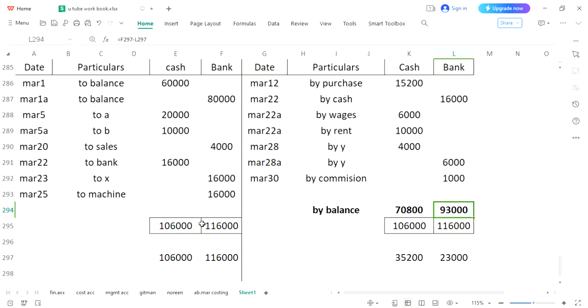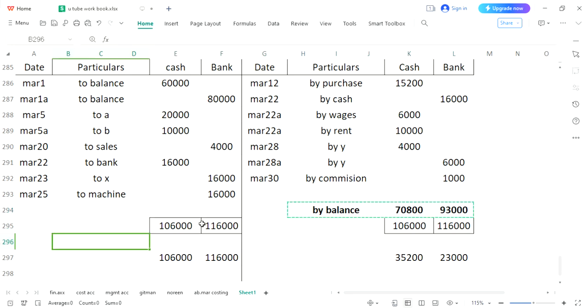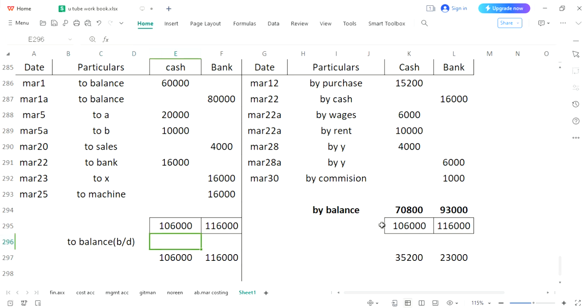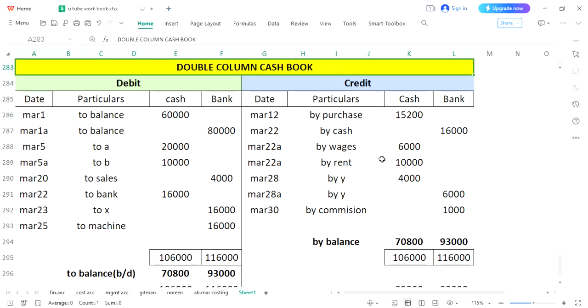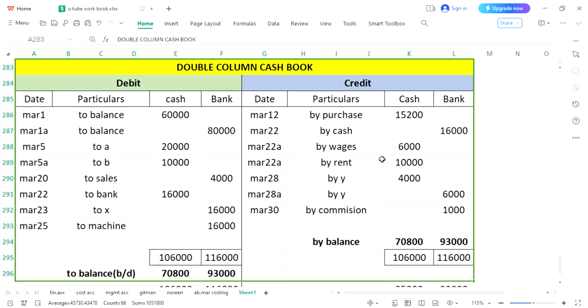Please note it down. We are going to perform our last step where we will bring down these balances on the lower side, where we will write balance, but we will write BD over here, balance brought down, where your cash balance is 70,800 and your bank balance is 93,000. So finally our answer is completed. At this stage we can put a border after completion.